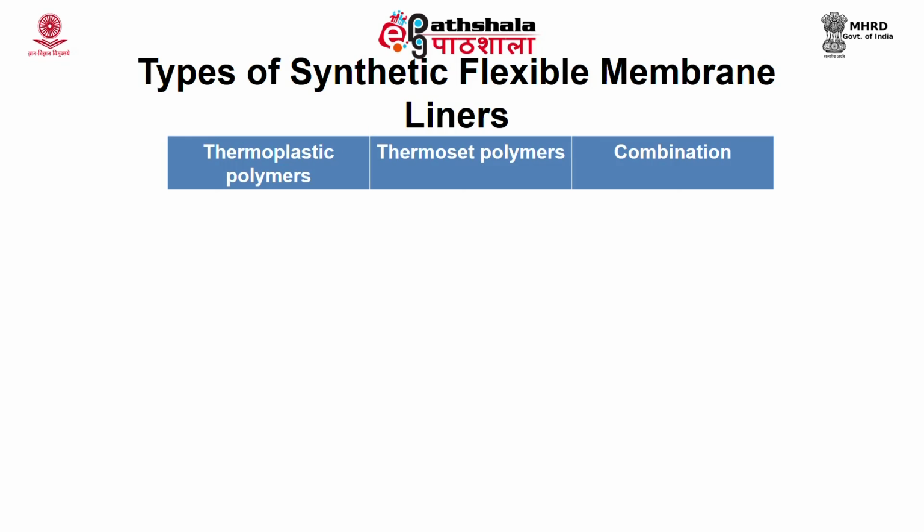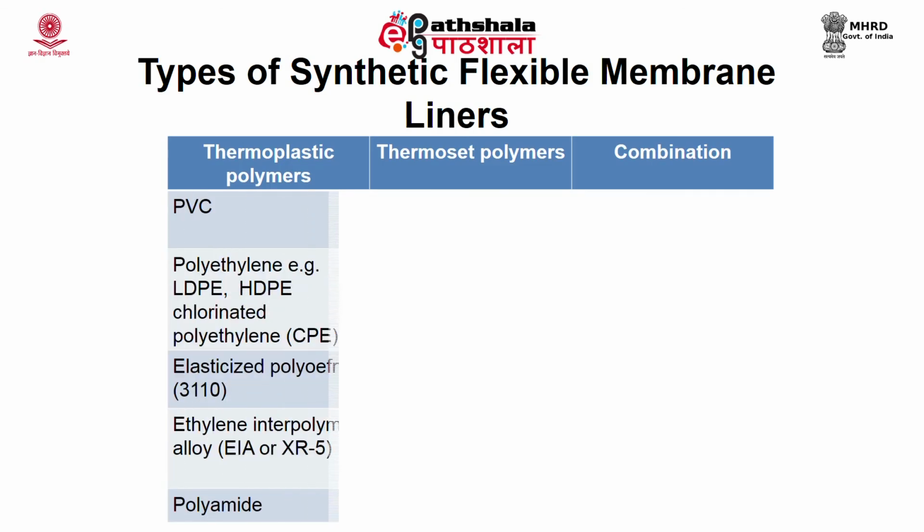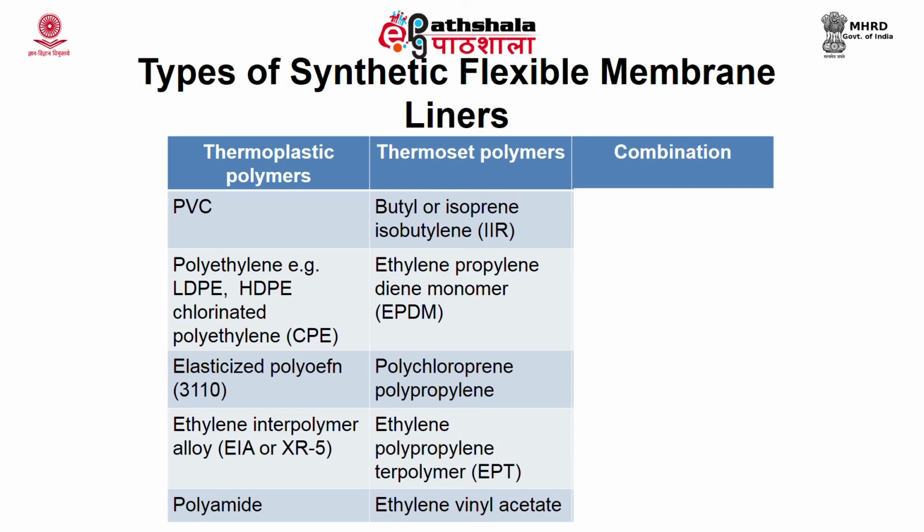landfill liner system. So, if you see, thermoplastic polymers and thermoset polymers are used both individually as well as in combination. Under thermoplastic polymers, PVCs, polyethylene, that is low density polyethylene, high density polyethylene, and chlorinated polyethylenes can all be used. Also, elasticized polyolefin, ethylene interpolymer and polyamides are used. And butyl isoprene, isobutylene, ethylene propylene diene monomer, polychloroprene and polypropylene, ethylene polypropylene tetra polymer, terpolymer and ethylene vinyl acetate are used as part of thermoset polymers.